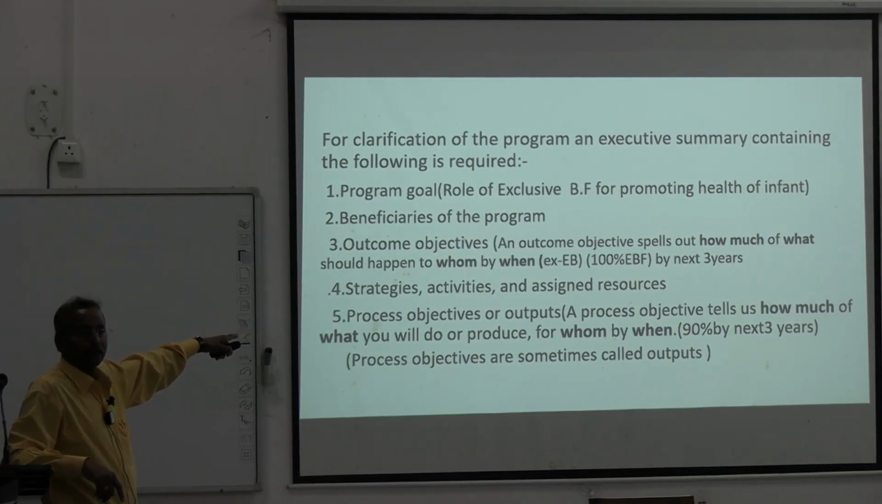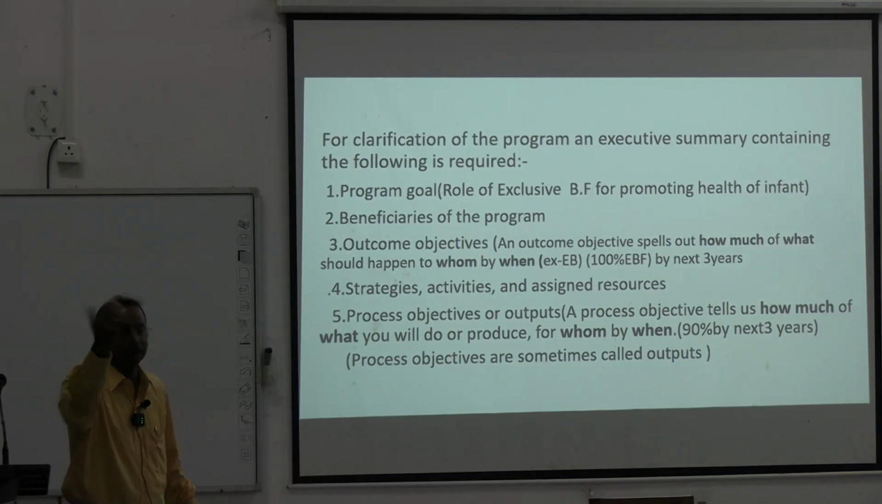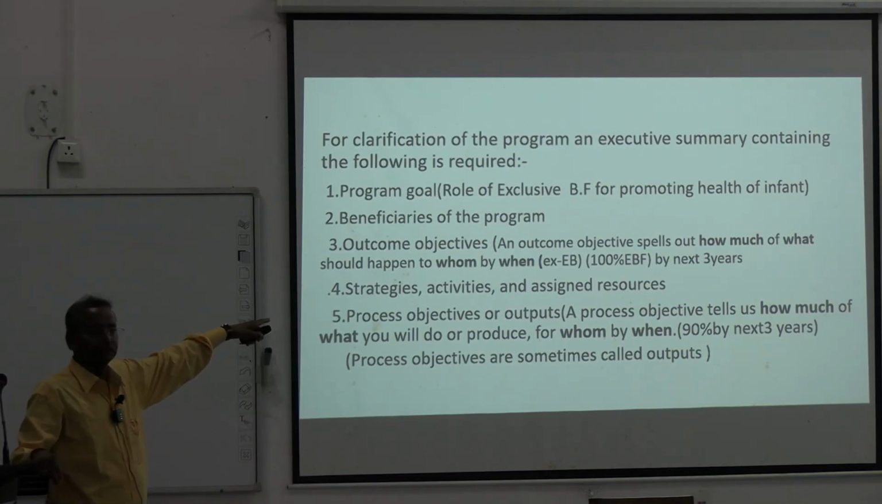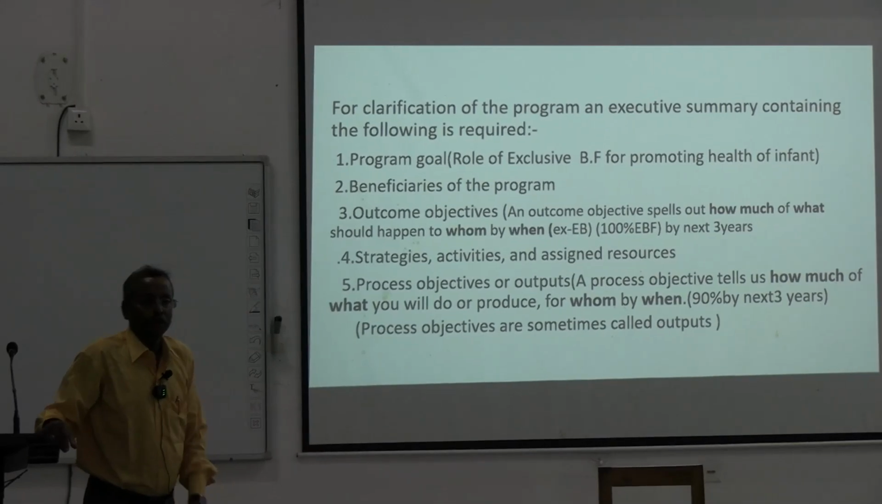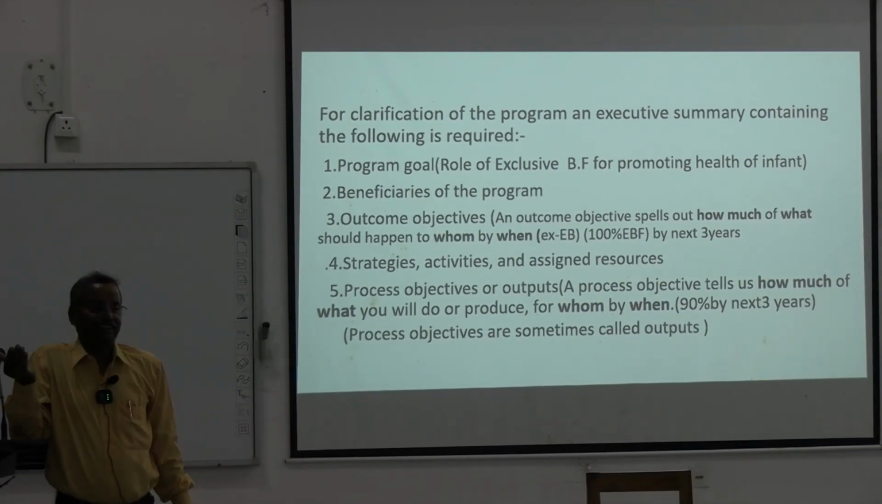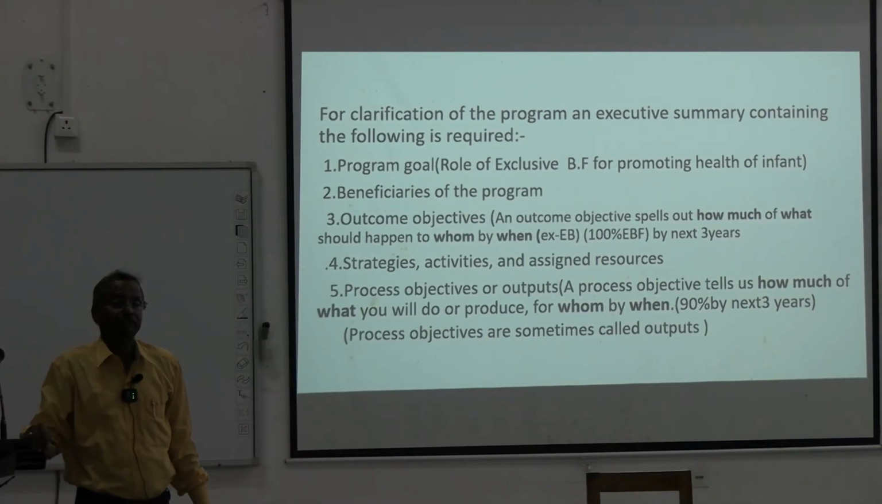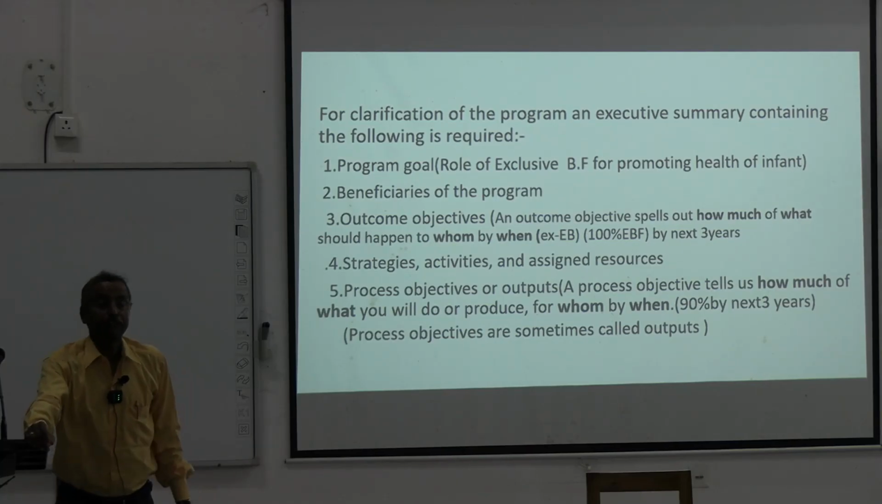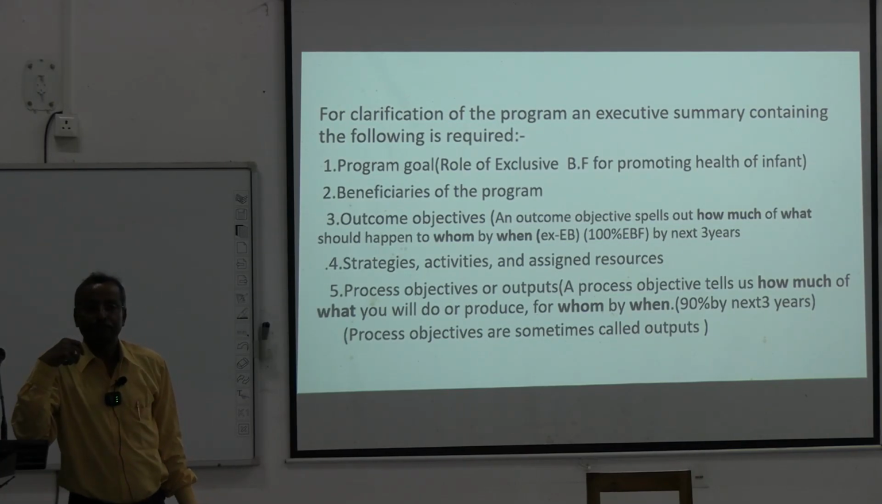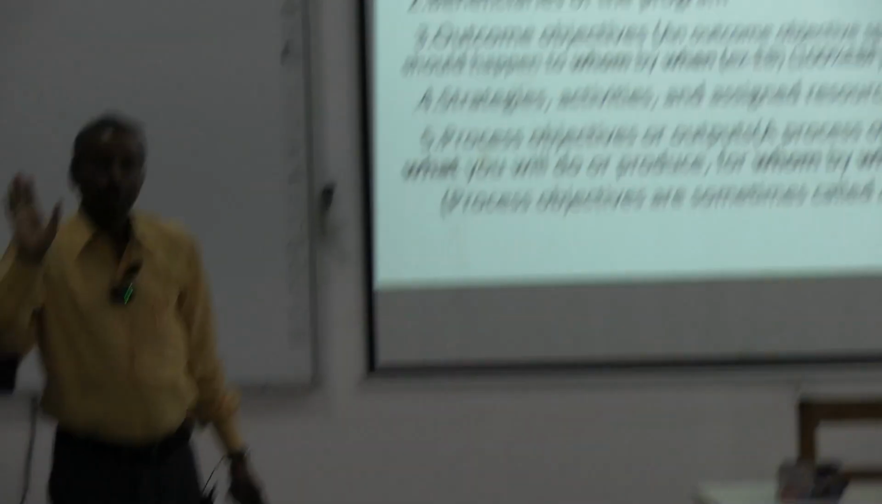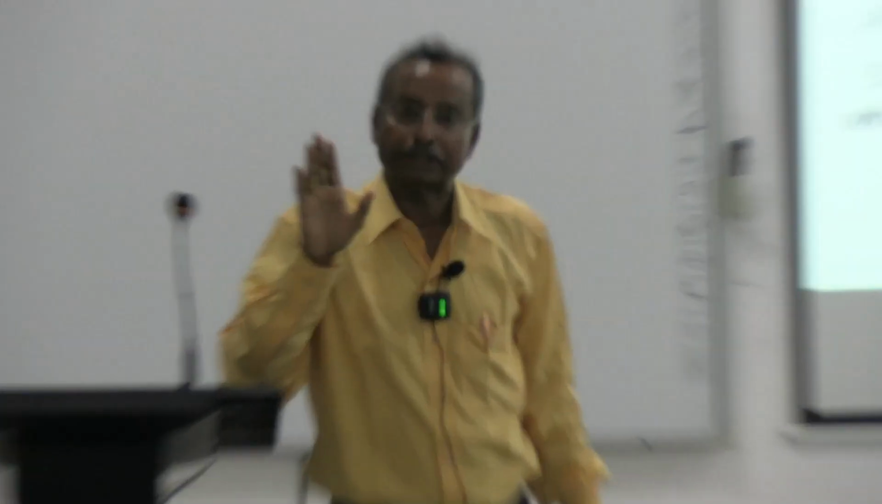Within how many days, how much change should happen among whom, I mean change, not development. Say for example, I am giving this exclusive breastfeeding. Here outcome objectives: by next 3 years, 100% of newborns will practice exclusive breastfeeding. Do you have a clear idea about exclusive breastfeeding? What is exclusive breastfeeding?